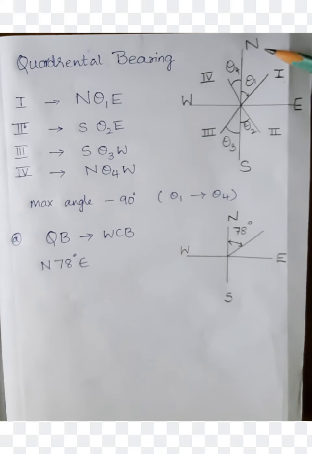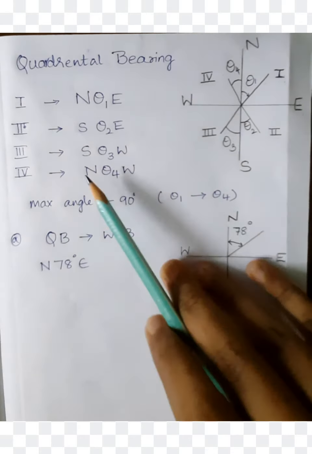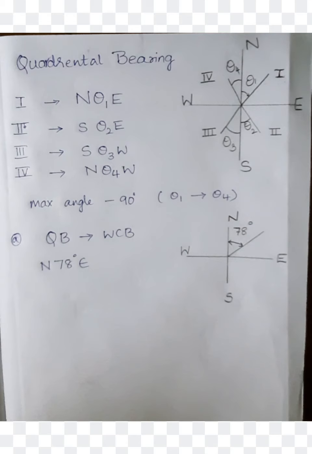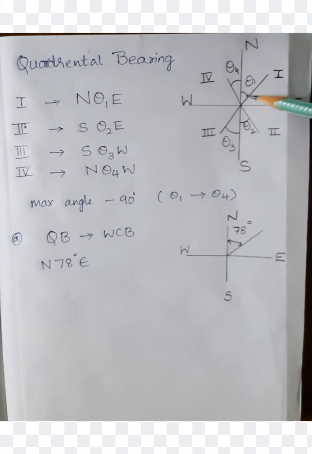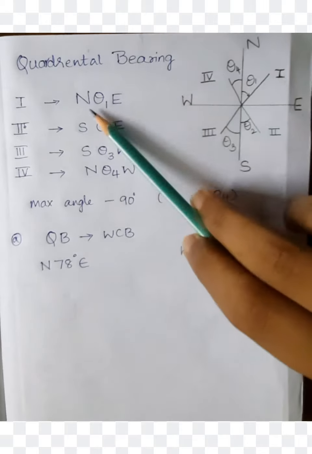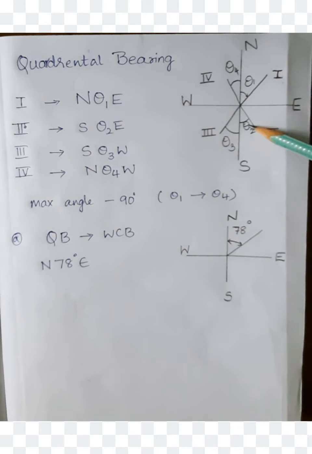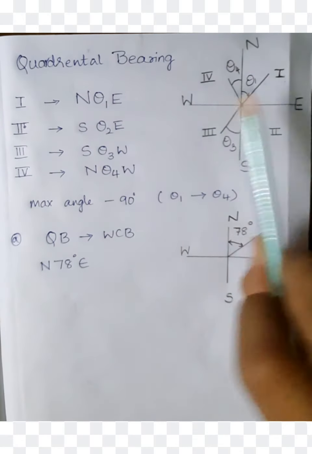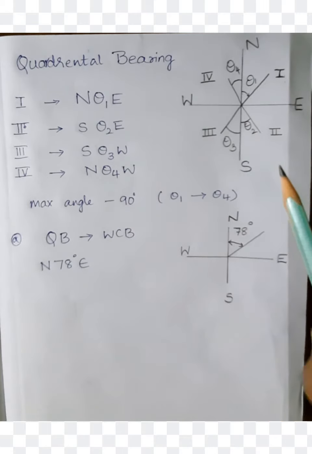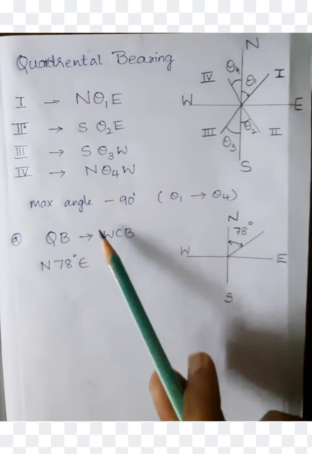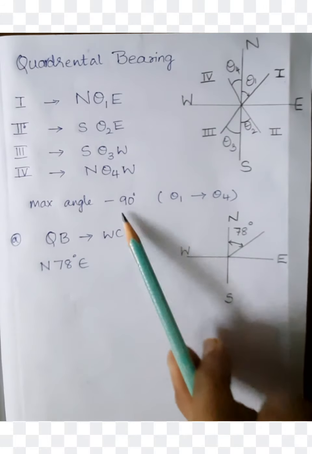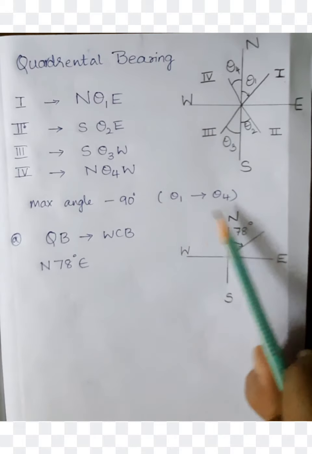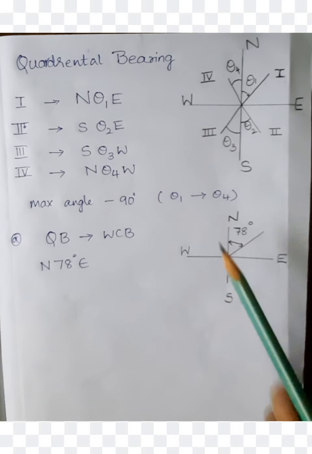With respect to north or south, you will start the direction and end with respect to east or west. If you take theta 1, it is nearer to north, so I am starting with north. If I take the theta 2 angle, it is nearer to the south direction, so I am starting theta 2 with direction south. In this way we will designate the angles in quadrantal bearing. I already said the maximum angle in quadrantal bearing is 90 degrees, which means the maximum value of theta 1 to theta 4 is at most 90 degrees only.